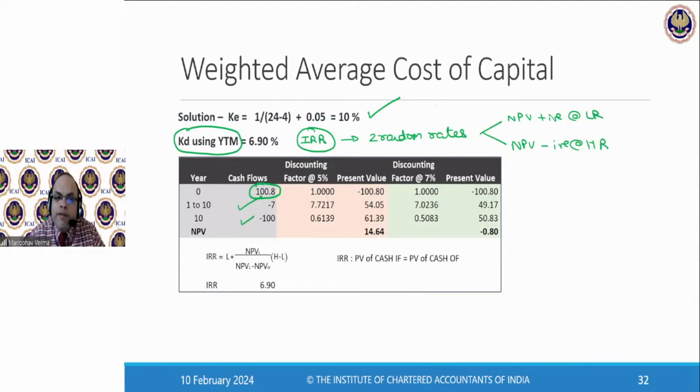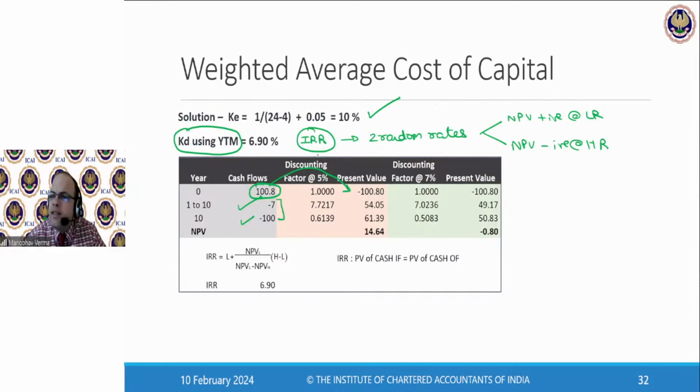And remember, we discussed that day that we reverse the values because for IRR, the initial value is an outflow and the rest later on are inflows. So we swap the signs from an investor perspective, from an expectation perspective. We swap the sign: 100.8 to minus 100.8, and the minus 7 and minus 100 to plus.